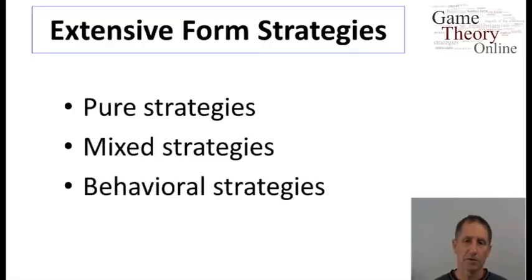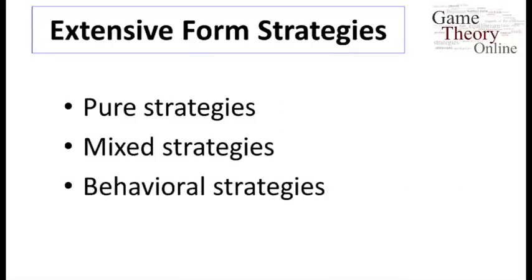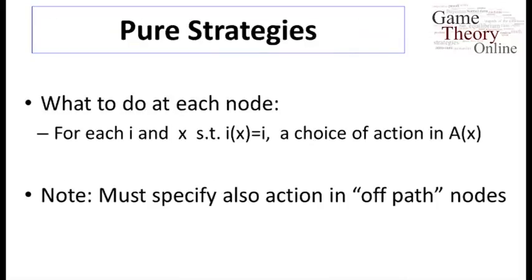What are the strategies in such a game? We'll start with pure strategies, and pure strategies are simply a specification of what to do at each node. That is, for each agent and each node that belongs to that agent, we'd better specify one of the available actions at that node. There's a note here, and this is one of the subtle things, that we need to specify what to do in every node, also so-called off-path nodes.